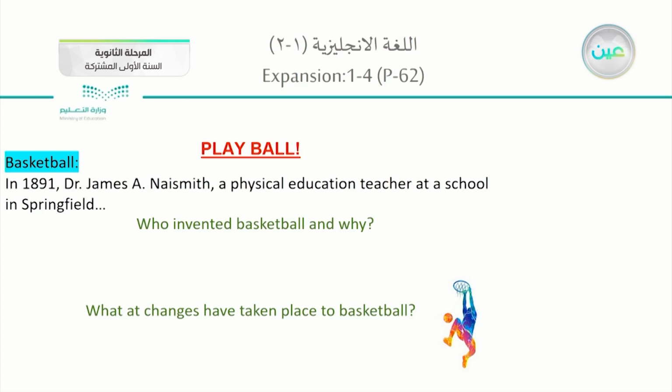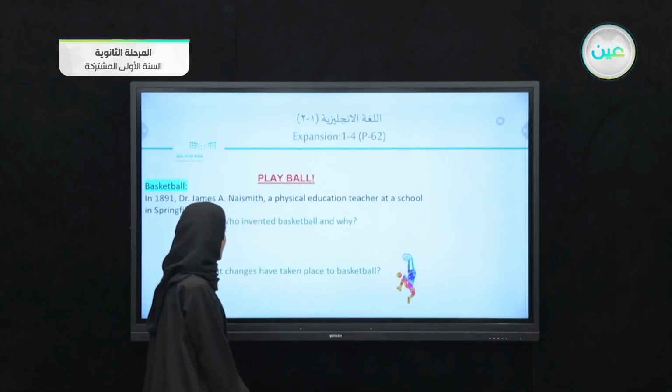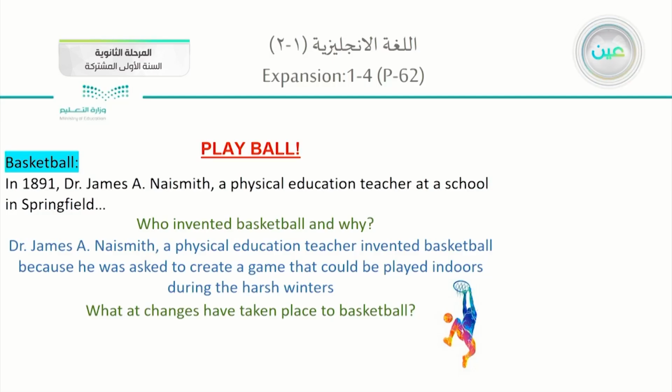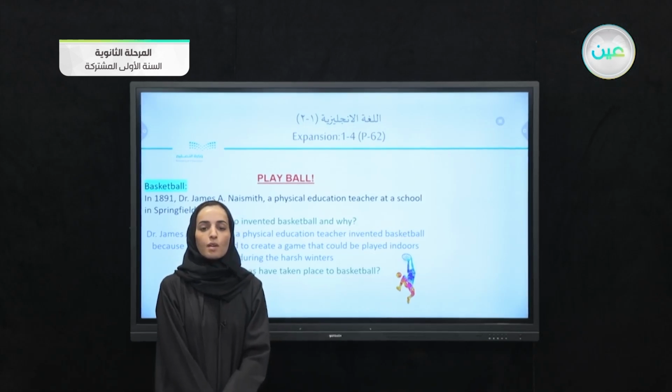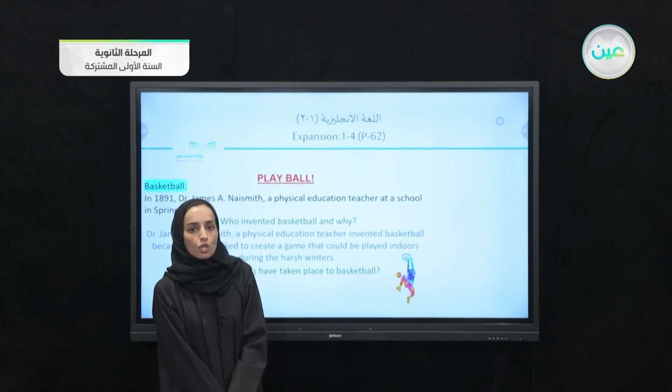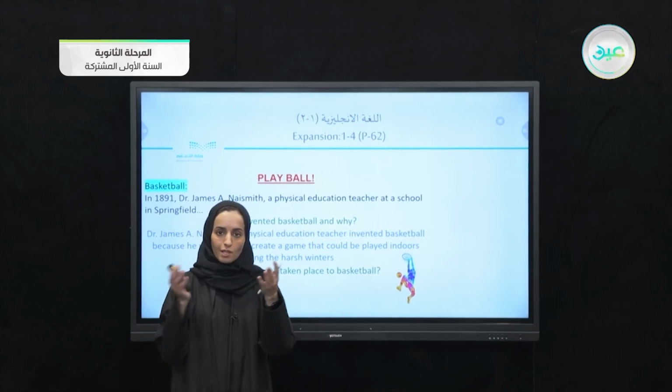So, who invented basketball and why? We need a name here. He was actually Dr. James Naismith, a physical education teacher. He invented basketball. So a physical education teacher, students are going to play with him, and he came up with a game which is called basketball, a ball and a basket.